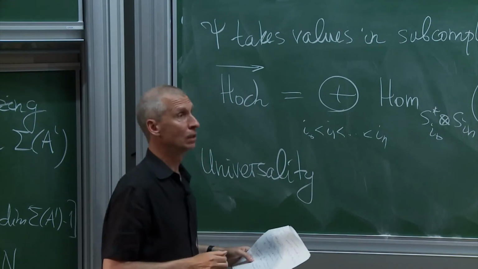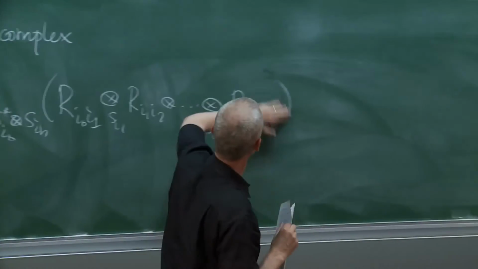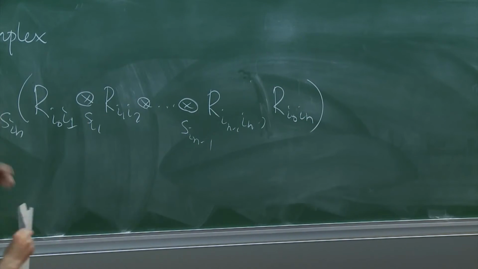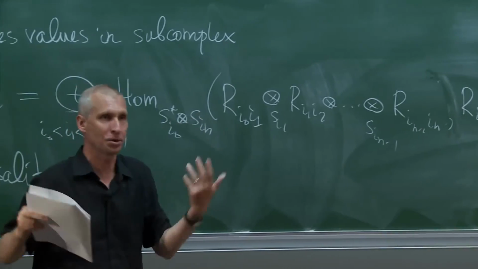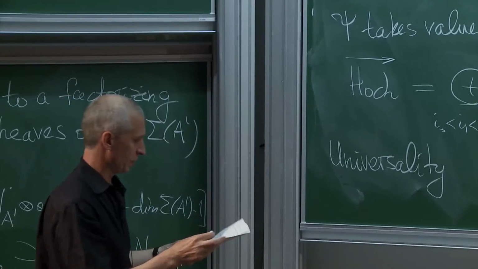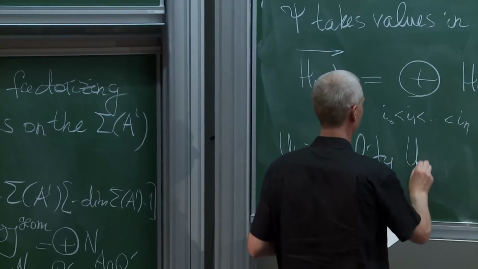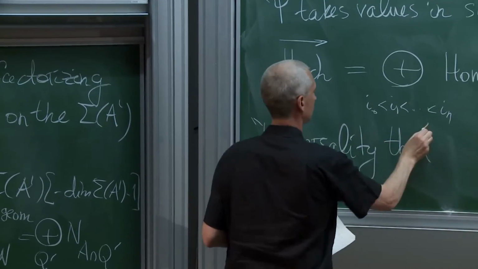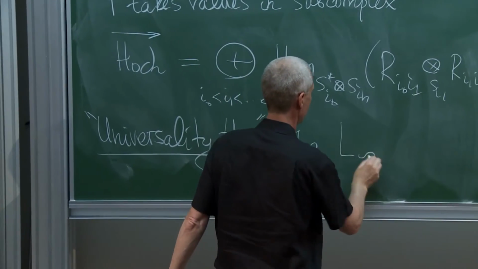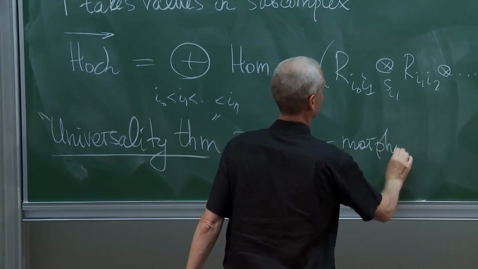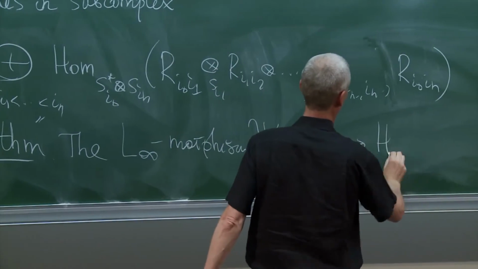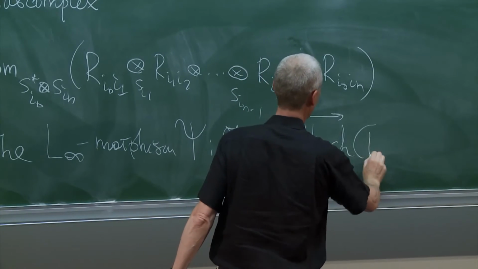Sorry, hom to what? You left out. Hom to, yes, to R_{I0 IN}. So we think of this now as a sort of category with semi-orthogonal decomposition, and we try to deform it in a way that would preserve this, so that's what we write. Universality theorem: the L infinity morphism psi from GF to the ordered Hochschild complex of R is a quasi-isomorphism.